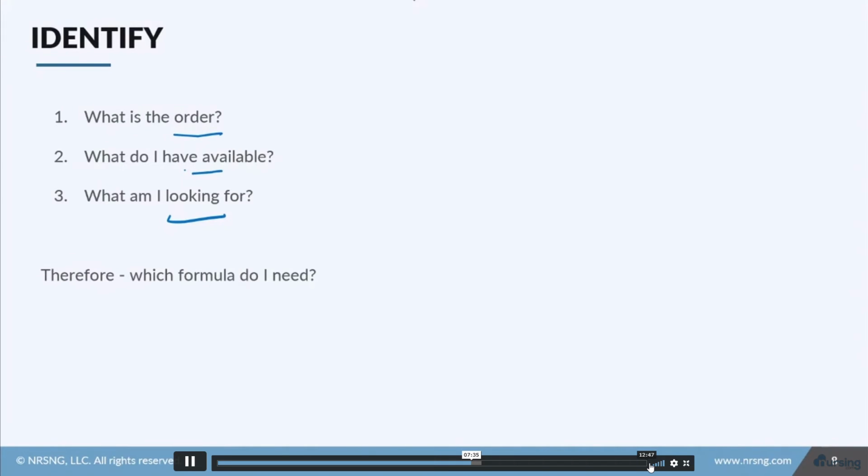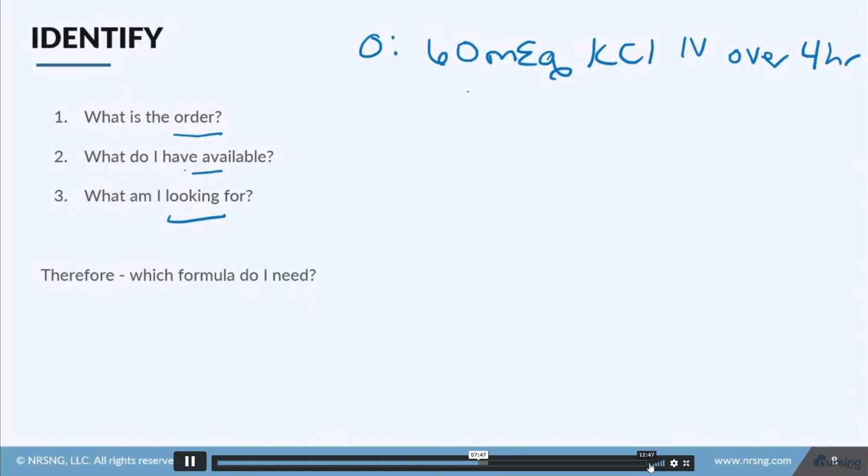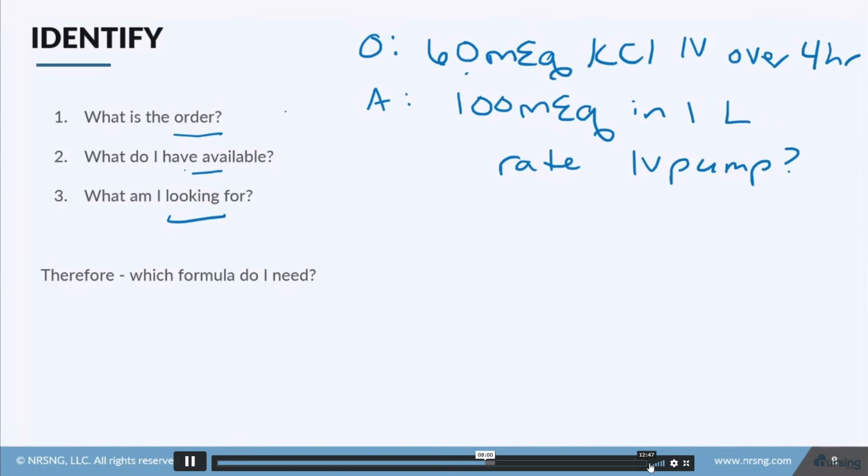So here's our example. The provider has ordered for you to administer 60 milliequivalents of potassium chloride IV over 4 hours. The bags from the pharmacy contain 100 milliequivalents in 1 liter. What rate should you set the IV pump at? Okay. So what's ordered? Well, 60 milliequivalents of potassium over 4 hours. So I've got a dose and I've got a time.